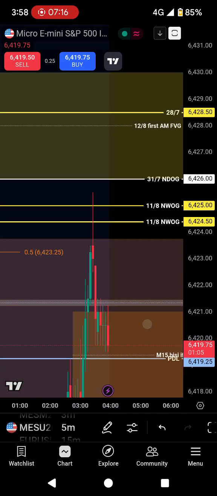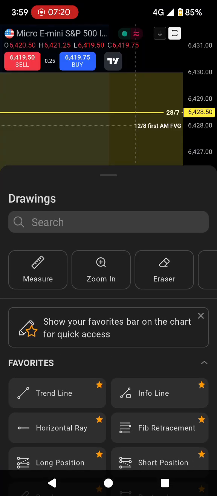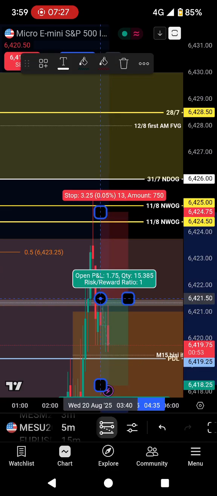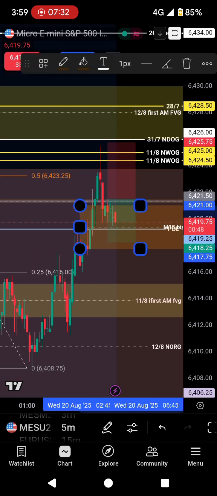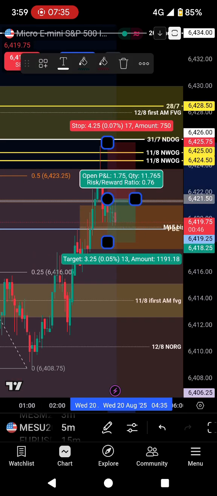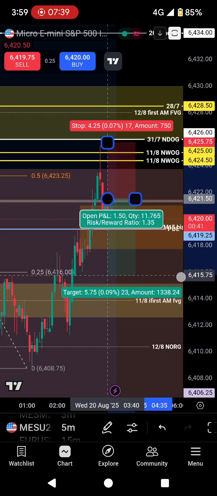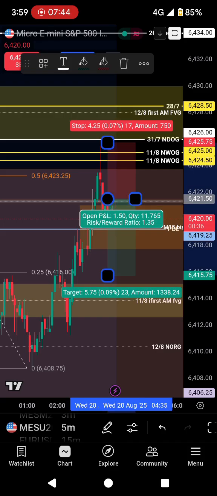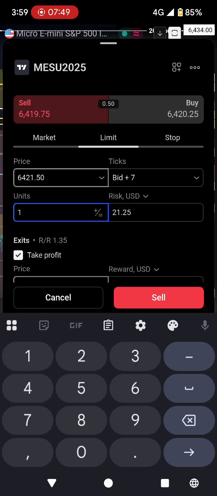Did we trade into the fair value gap? No, we didn't. Okay, so I'm going to use this as the entry. Stop loss above this new opening gap, and take profit. Take profit is just going to be here, this BC right here. So create limit order, only one contract, sell.